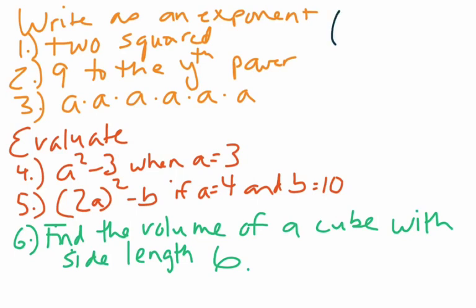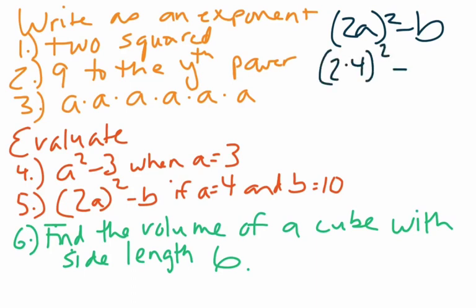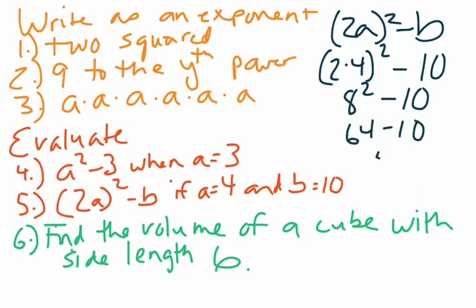Next one, we have 2a all squared minus b, and we're going to take out the a and plug in a 4, and we're going to take out the b and plug in a 10. Start with your parentheses. 2 times 4 is 8. You do not need the parentheses after you have the 8 because it's just an 8. 8 squared means 8 times 8, so that's 64, and then 64 minus 10 is 54. And again, top down, top down, top down. If you're not doing anything with the minus 10, it just comes down to the next line. If you're wondering, where did you get 8 from? Look right above it, okay? That's how your work should flow.